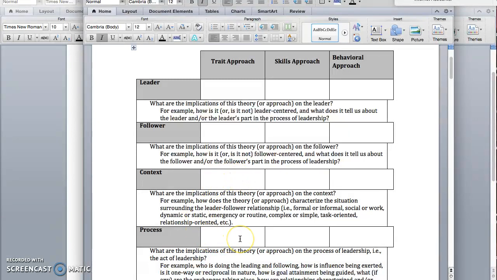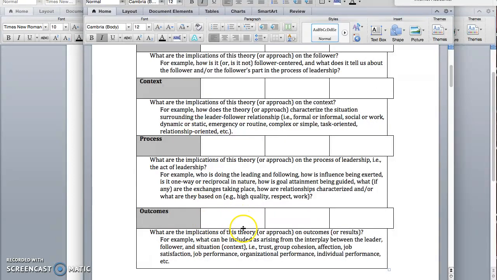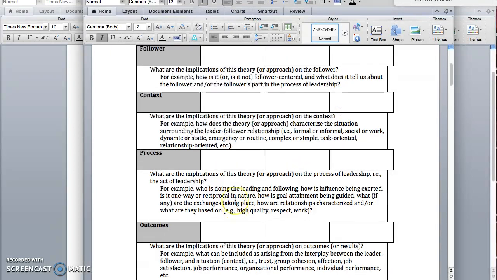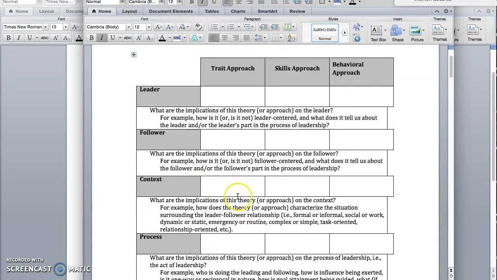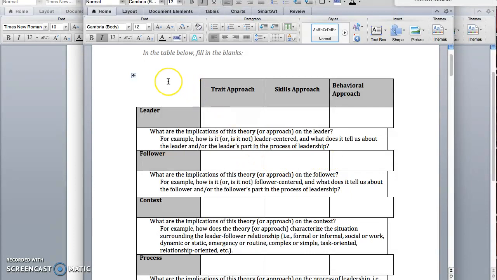The process is mostly a one-way process in the trait approach. It is the traits of the leader that have an effect upon people and that carry out leadership, and the outcome is entirely wrapped around the leader and the leader's traits and how those traits impact the follower and the context and the outcome. So that is how you would fill in for the trait approach, and you'll do that with each different approach at each unit, filling in the theory matrix.